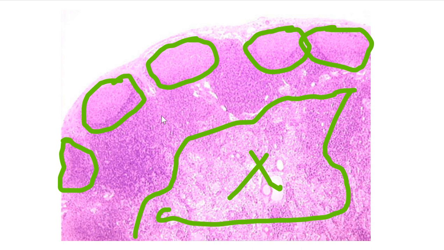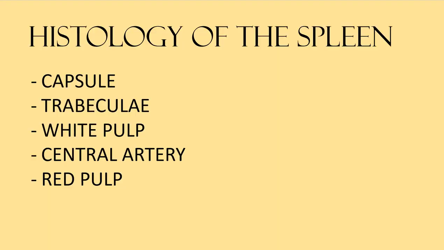Okay, so let's go ahead and move on to histology of the spleen. So with the spleen, we're going to have white pulp, red pulp, and in our white pulp, we're going to find our central artery.